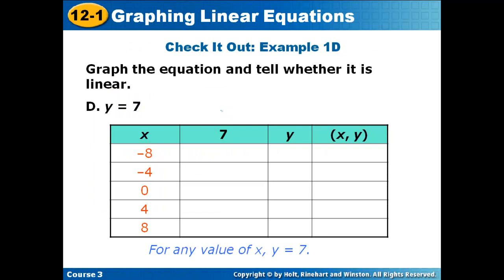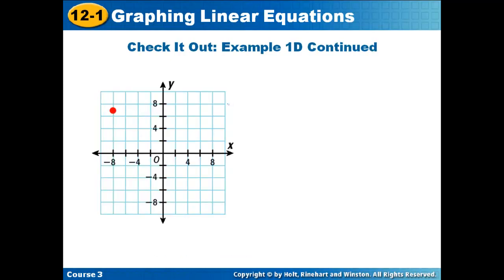Next one, we have y equals 7. So here for any value of x, y will equal 7, no change. Whatever I put for x, it will equal 7. So when I draw, it will be a line parallel to x.